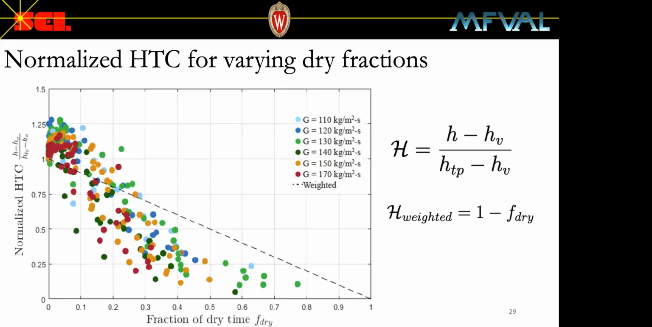normalized heat transfer coefficient, and it approaches zero as the local heat transfer coefficient approaches the value for the single phase vapor. So once H approaches HV, this term becomes zero, and we end up over here.